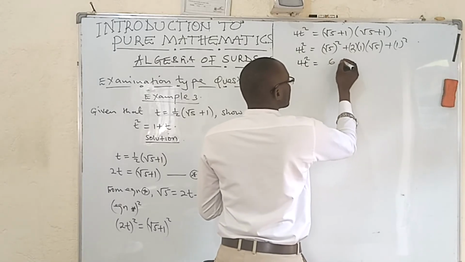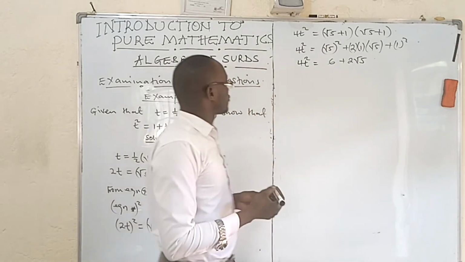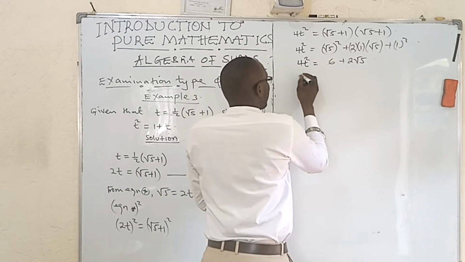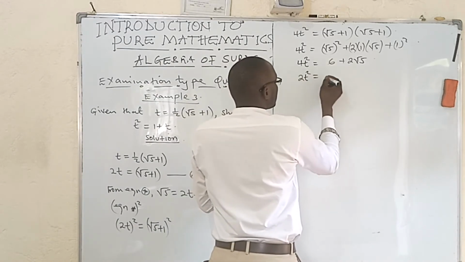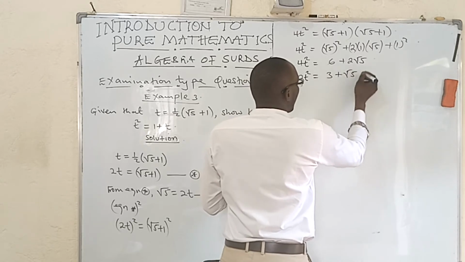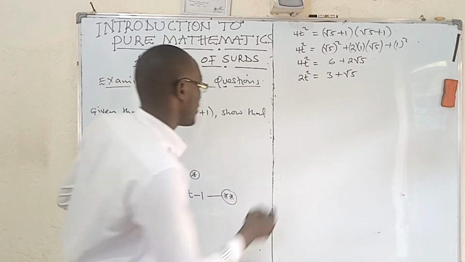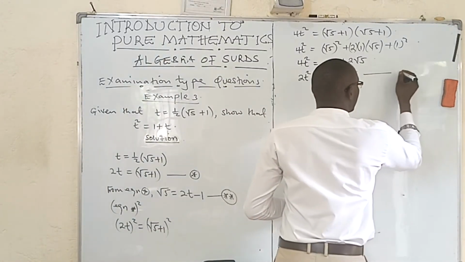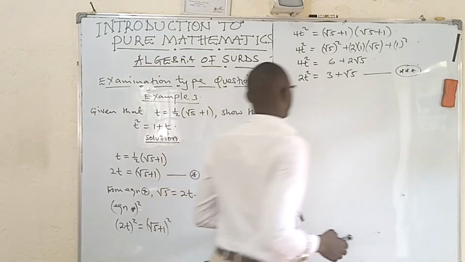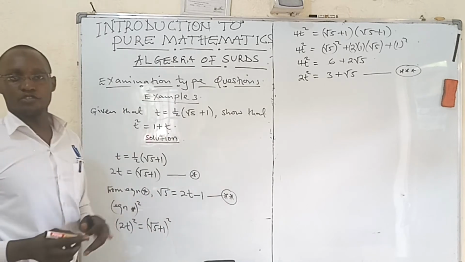Then plus 2 root 5. Very interesting. I can reduce this by 2, such that I have 2t squared, which is equivalent to 3 plus root of 5. Okay, but if we make this equation star 3, I can substitute equation star 2 into equation star 3.